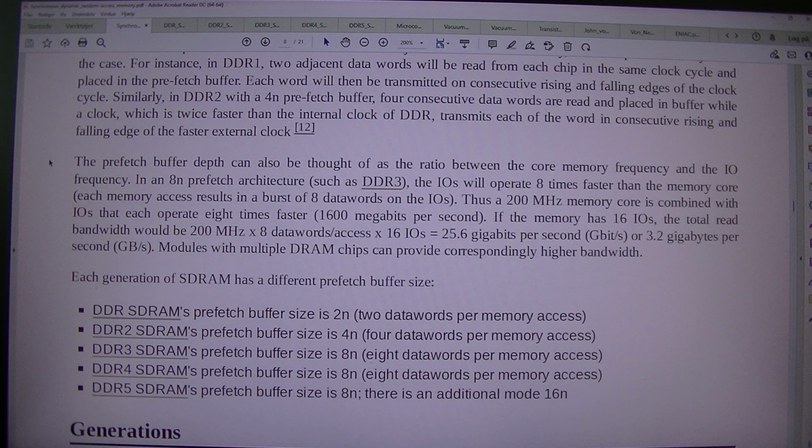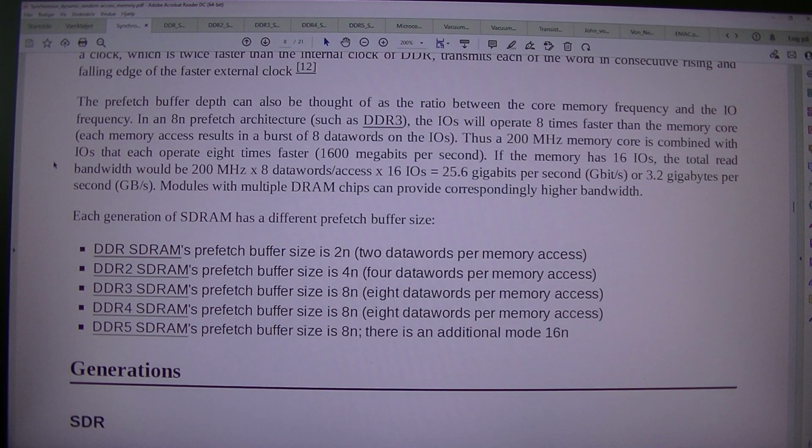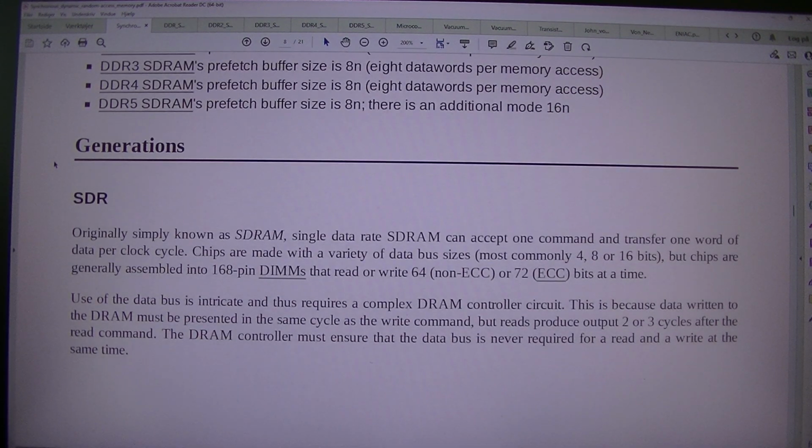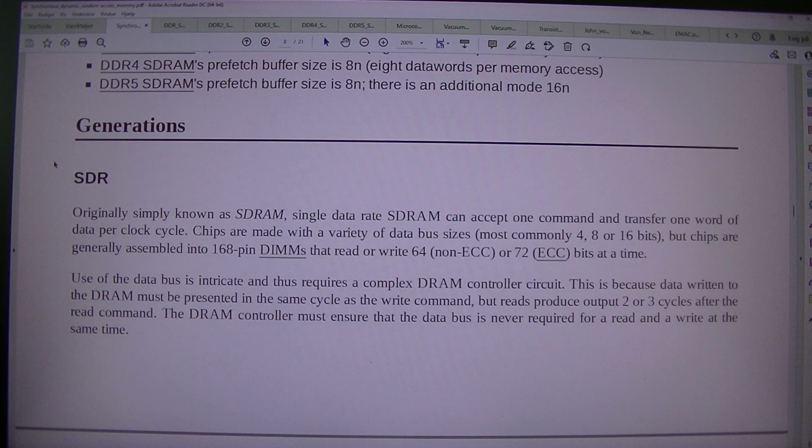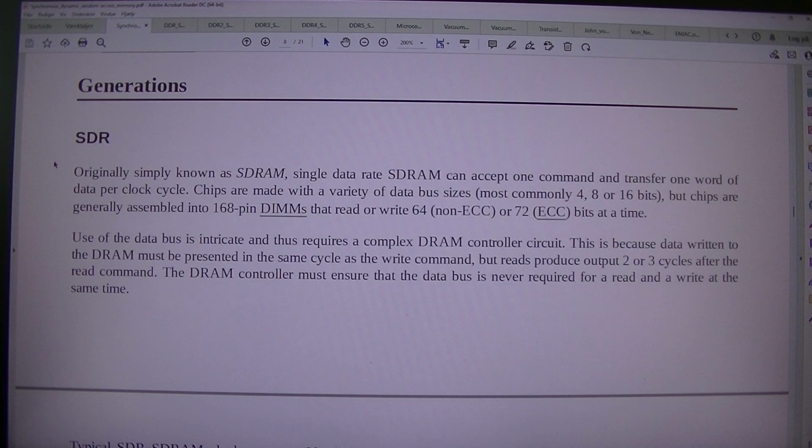Generations. SDR. Originally simply known as SDRAM, single data rate SDRAM can accept one command and transfer one word of data per clock cycle. Chips are made with a variety of data bus sizes, most commonly 4, 8 or 16 bits, but chips are generally assembled into 168-pin DIMMs that read or write 64, non-ECC, or 72, ECC, bits at a time. Use of the data bus is intricate and thus requires a complex DRAM controller circuit.